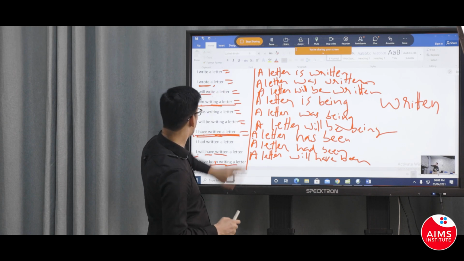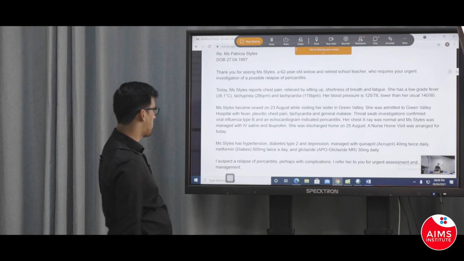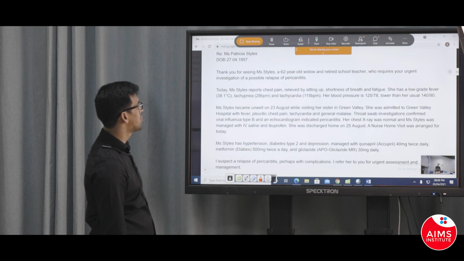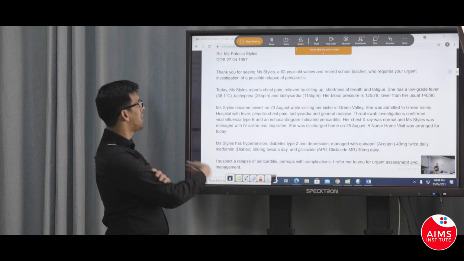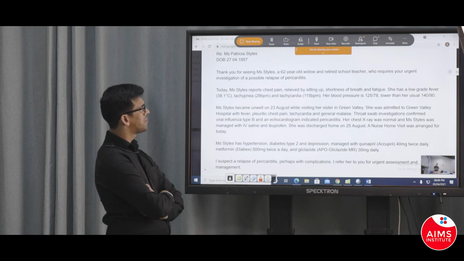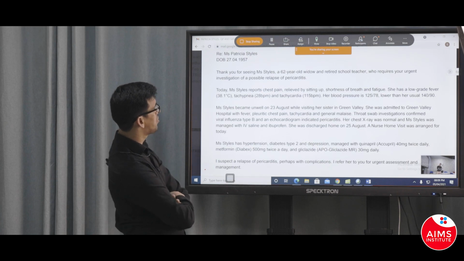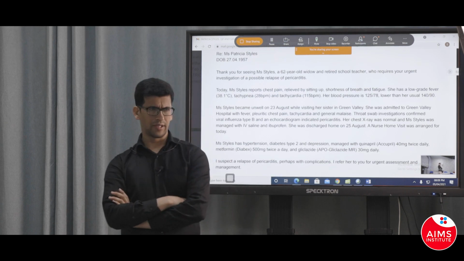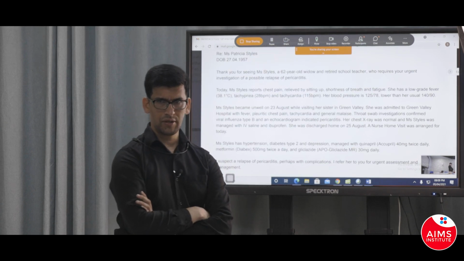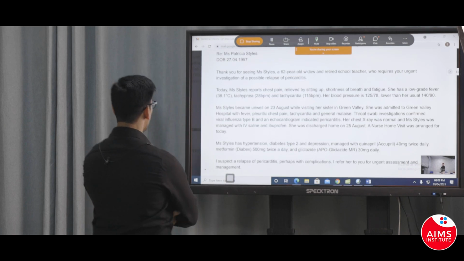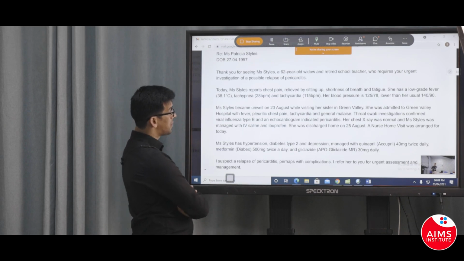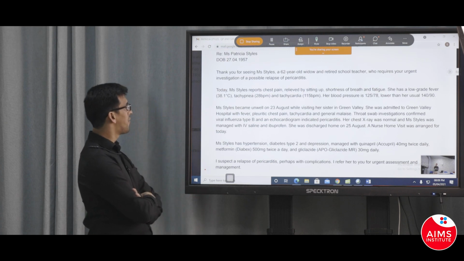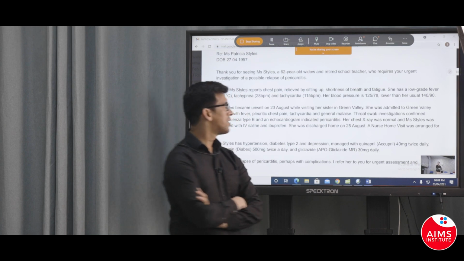Let me try to take you through this. This is a sample answer by OET itself. Let's go through it one by one, and you see where we have a passive voice. Thank you for seeing Ms. Stiles, widow and retired school teacher, who requires your urgent investigation of a possible relapse of pericarditis. There is no tense there for passive voice. Let's come to the next one. Today, Ms. Stiles reports chest pain relieved by sitting up, shortness of breath and fatigue. She has low-grade fever. Nowhere there is a passive voice.